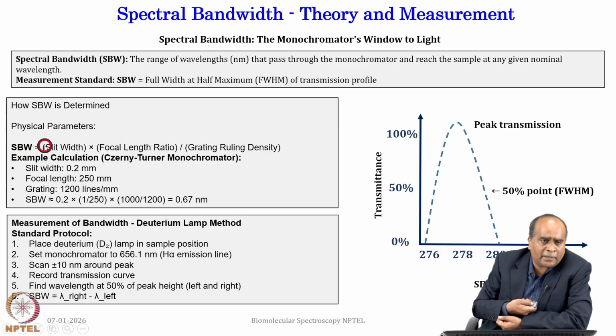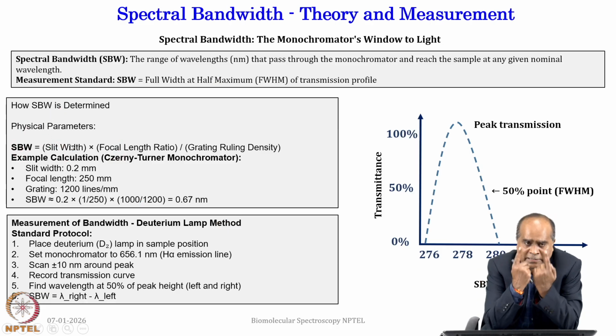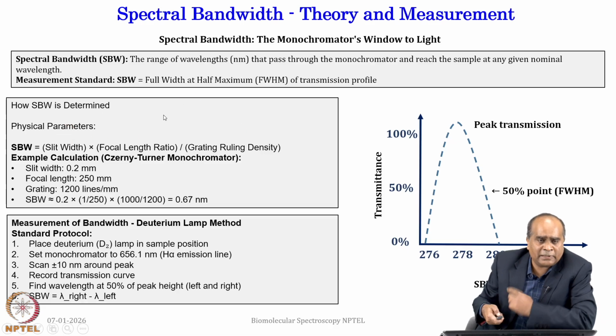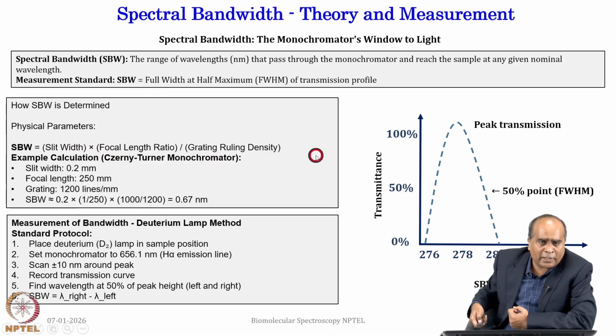SBW: you have a slit width where the light is passing, then a focal length ratio of the lenses, and the grating ruling density. These parameters come from the manufacturer, and then you do the Czerny-Turner monochromator calculation. So, slit width 0.2 nanometer, focal length say 250 millimeter, grating 1200 lines per millimeter, and then you calculate the SBW, which comes to be 0.67 nanometer.